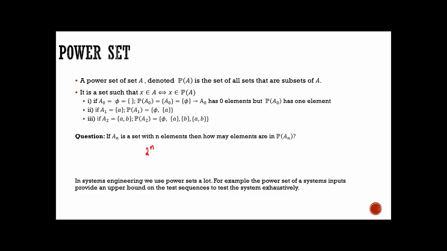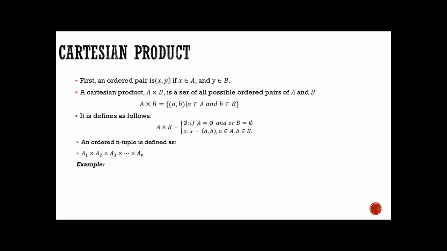So that's the power set. You're familiar with this one, the Cartesian product first. Another ordered pair is x, y. If x is part of A and y is part of B, then the Cartesian product A cross B is the set of all possible ordered pairs of A and B.